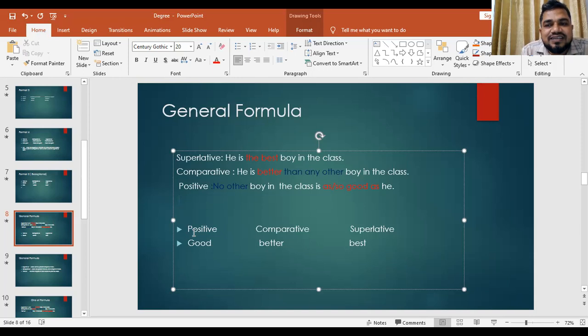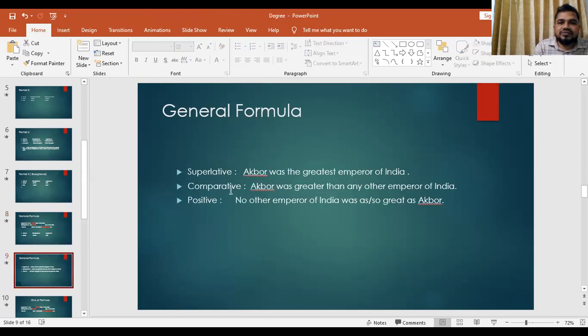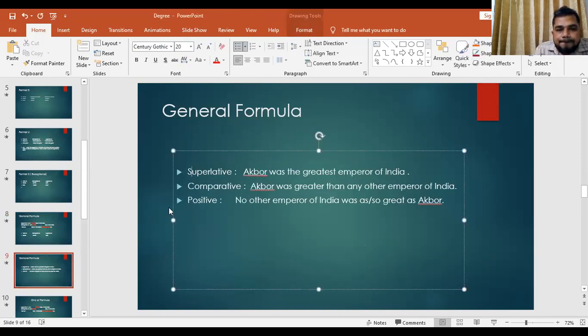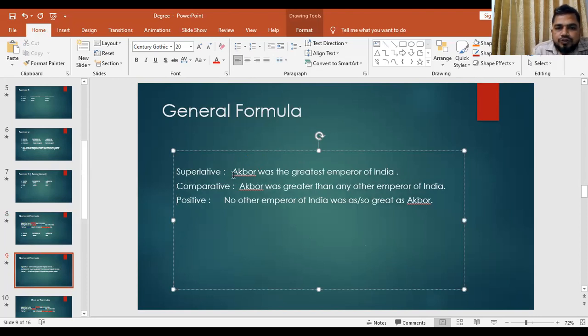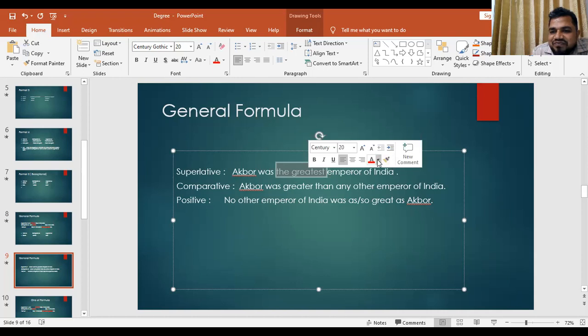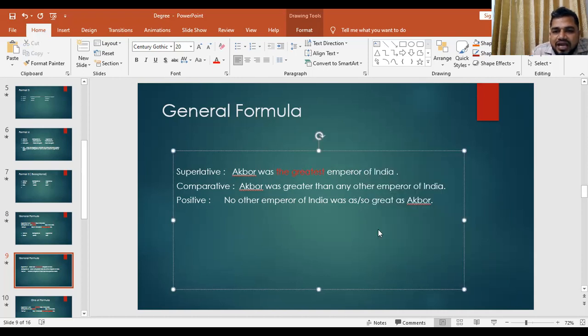Now we will practice some examples. Follow. Superlative: Akbar was the greatest emperor of India. That means the greatest is the superlative form. And for the superlative form, what have I used? Article the. Before greatest, I have used the. And in the comparative, Akbar was the greatest has been greater. Greater.